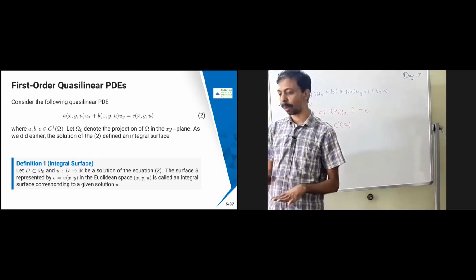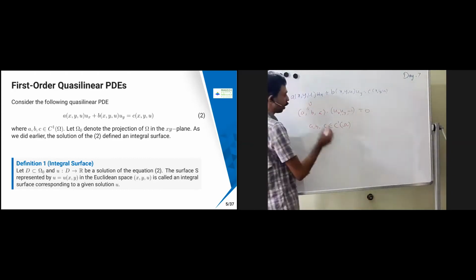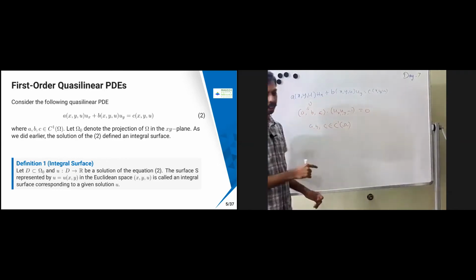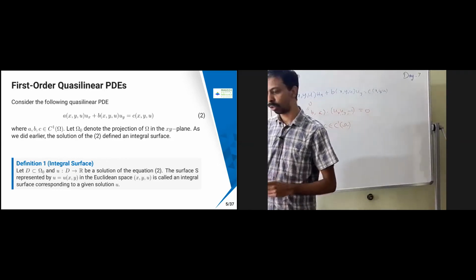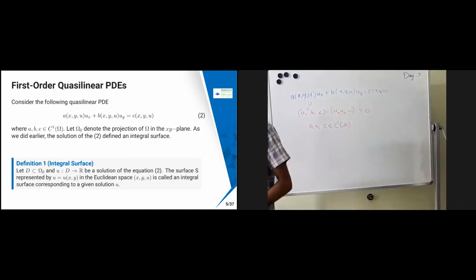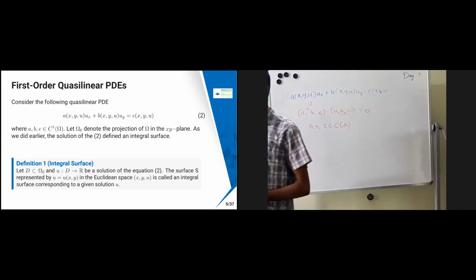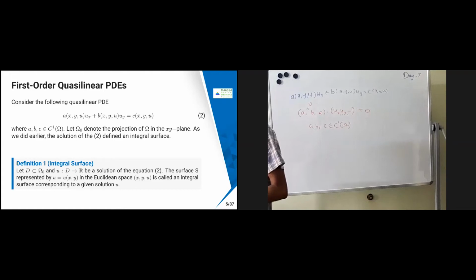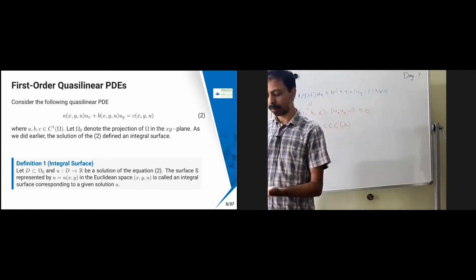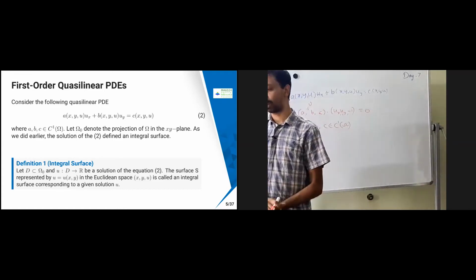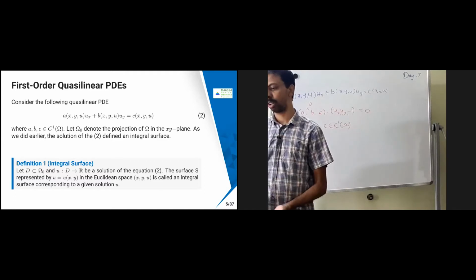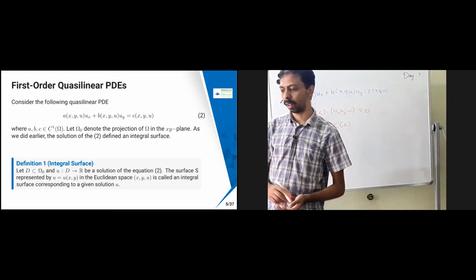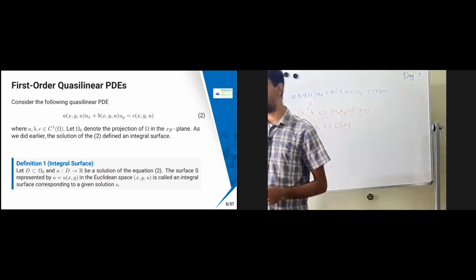What is omega? Omega is nothing but a subset of R cube, because a, b, c are there. a, b, c belong to C1 of omega, and a is a function of x, y, u. Therefore omega is a subset of R cube. Now omega naught is a projection on the xy plane only. Then we are going to define the solution of this equation as we define the integral surface.